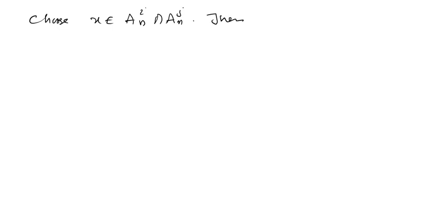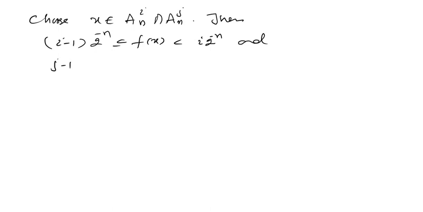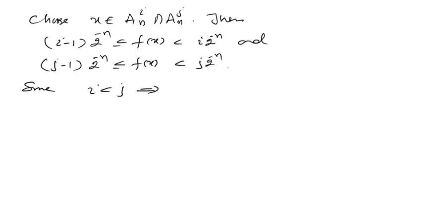Then from A_{n,i} we have (i minus 1) 2 power minus n less or equal to f(x) and less than i times 2 power minus n, and from the second one it's (j minus 1) 2 power minus n less or equal to f(x) less than j 2 power minus n. Now i is less than j, and since they are integers, i less than j, which means that i minus 1 is less or equal to j.